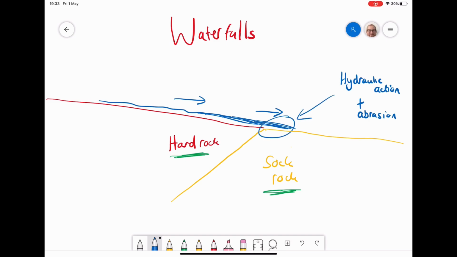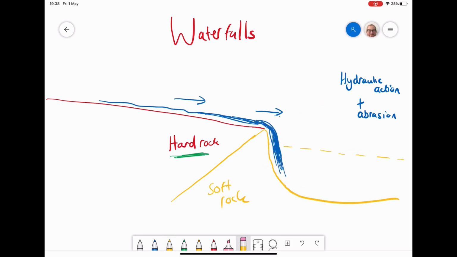And because it's eroding quicker than the harder rock, it eventually creates this step in the river. So over time, this hydraulic action and abrasion continues to erode the softer rock, and this step is eroded away until we get this sheer drop, which is what we call the waterfall.